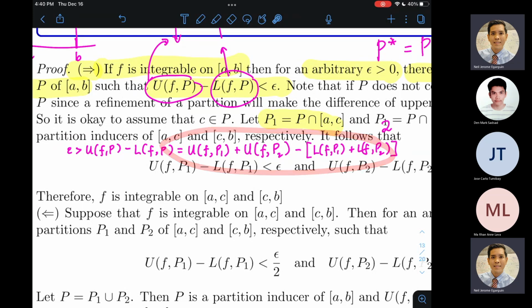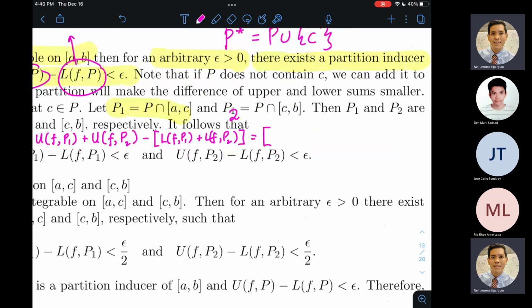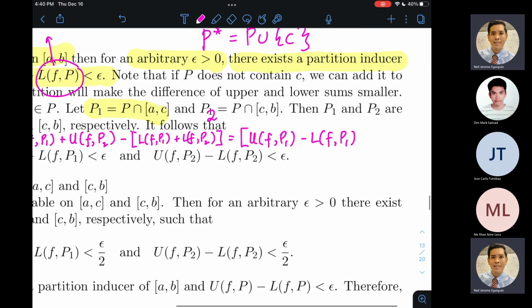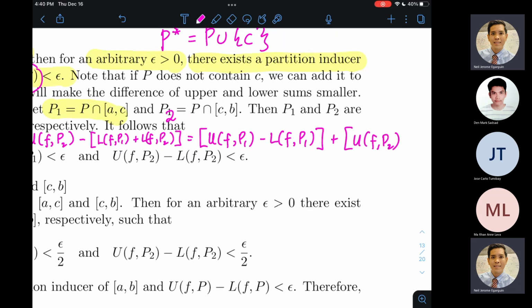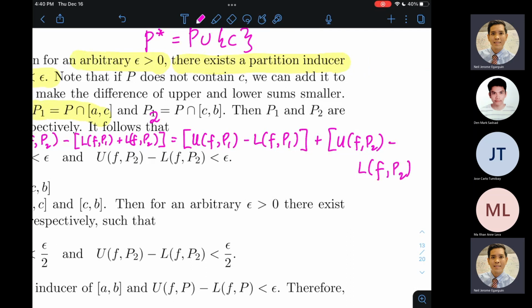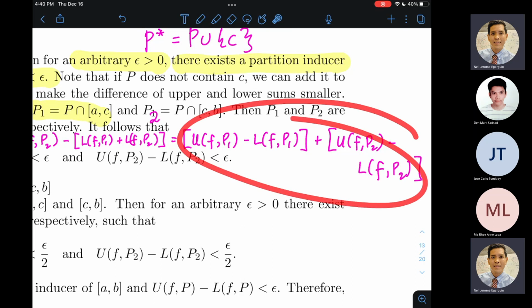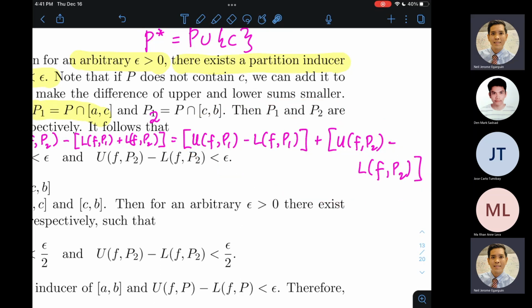Tapos, i-group ko ito in a nice way. So I'm gonna write it further as, i-regroup ko lang naman yung mga terms niya. Upper Riemann sum with respect to P1 minus lower Riemann sum with respect to P1 plus upper Riemann sum with respect to P2 minus lower Riemann sum with respect to P2. Okay? Tapos, ito pa ring sum na to ay mas maliit kesa kay epsilon. Alright? Now, what do we know? This is positive. This is also positive. Because again, the difference between the upper and the lower Riemann sum is always non-negative. Alright? So ito ay non-negative, ito ay non-negative. Ang sum nila ay less than epsilon, which is a positive number. Then either of these two, or actually both of them, will be less than epsilon. So ito, magiging mas maliit kay epsilon. Ito, magiging mas maliit din kay epsilon.